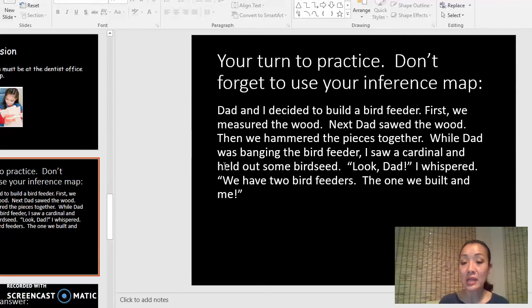Dad and I decided to build a bird feeder. First, we would measure the wood. Next, Dad sawed the wood. Then we hammered the pieces together. While Dad was banging at the bird feeder, I saw a cardinal and held out some bird seed. Look, Dad, I whispered. We have 2 bird feeders, the one we built and me.